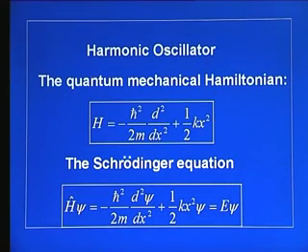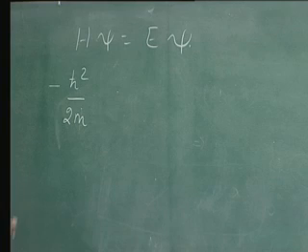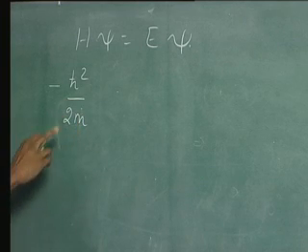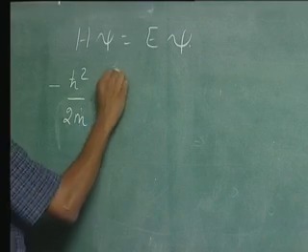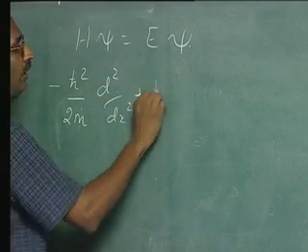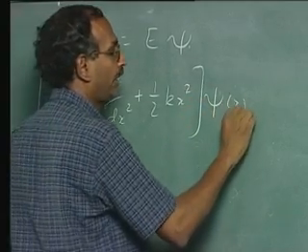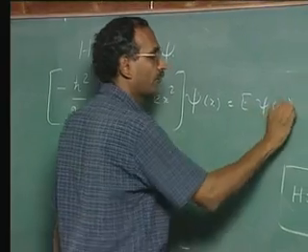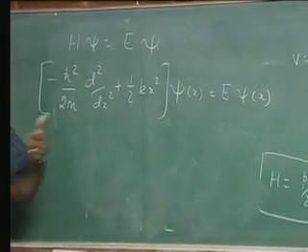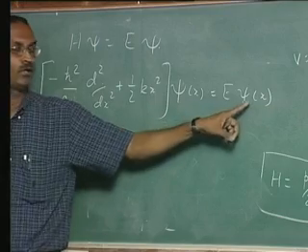The Schrodinger equation now, having written the Hamiltonian, H psi equals E psi, can be written rather immediately as minus h bar square by 2m, where m is the mass of the oscillator, and we know that we have to replace m by mu in the case of a diatomic molecule, d square by dx square plus half k x square, acting on psi of x, is equal to E psi of x.